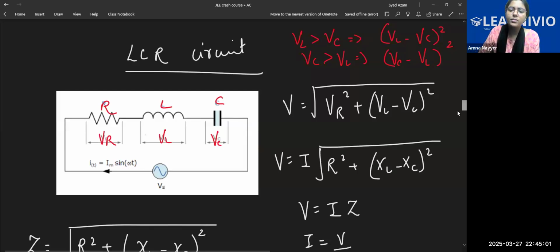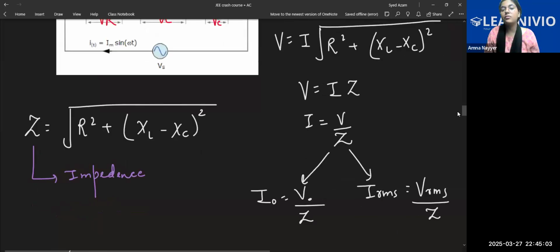This value is called impedance. That is the resistance of the LCR circuit. So V is equal to I Z, I is equal to V by Z. Now again, when you have the peak value, you use I naught as V naught by Z. When you have the RMS value, you use IRMS is equal to VRMS by Z.